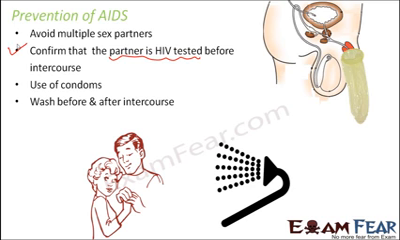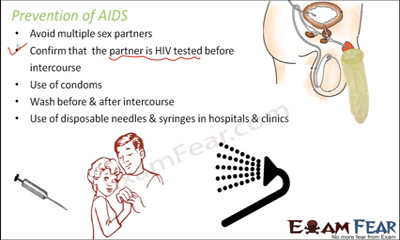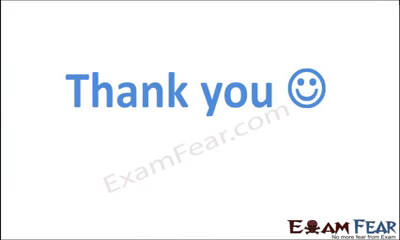So basically, as far as sexual contact is concerned, safe and protected sex needs to be practiced. Use of disposable needles and syringes in hospitals and clinics, because as I told you, if needles which were used on an infected person are used on some other person, that can cause serious issues. Thank you.